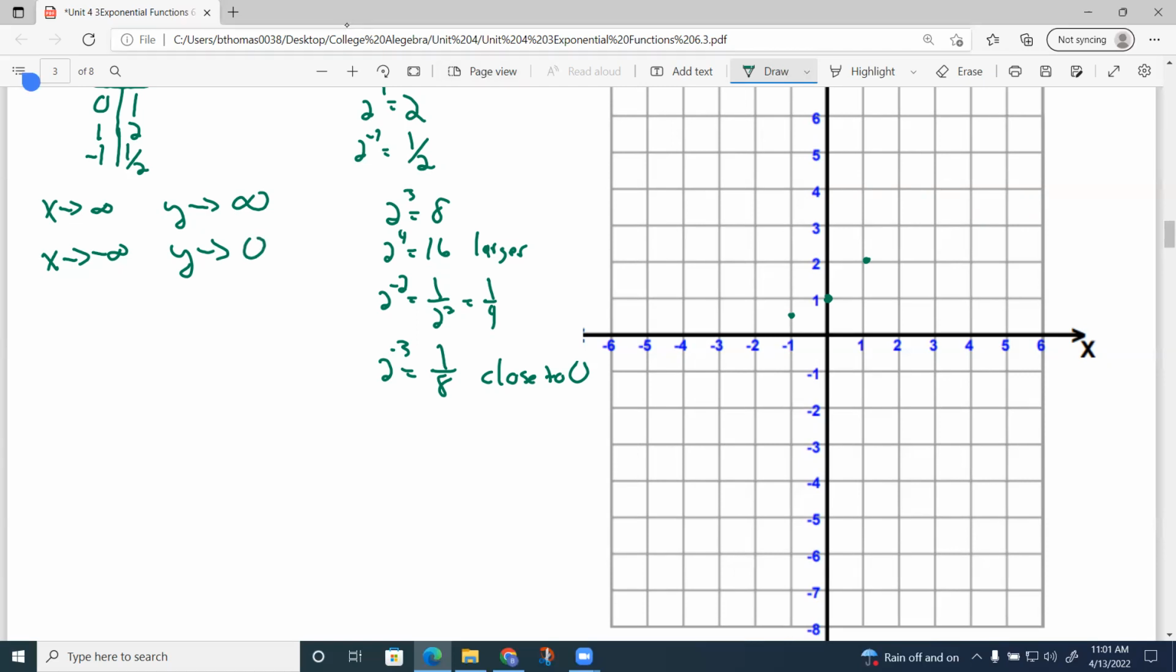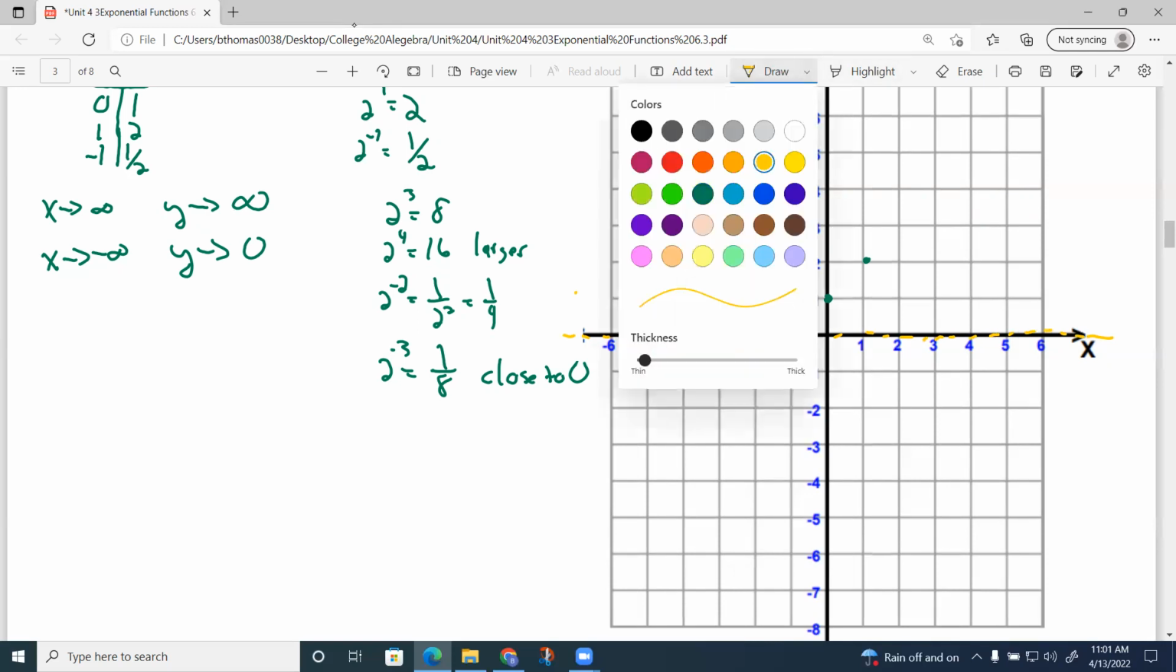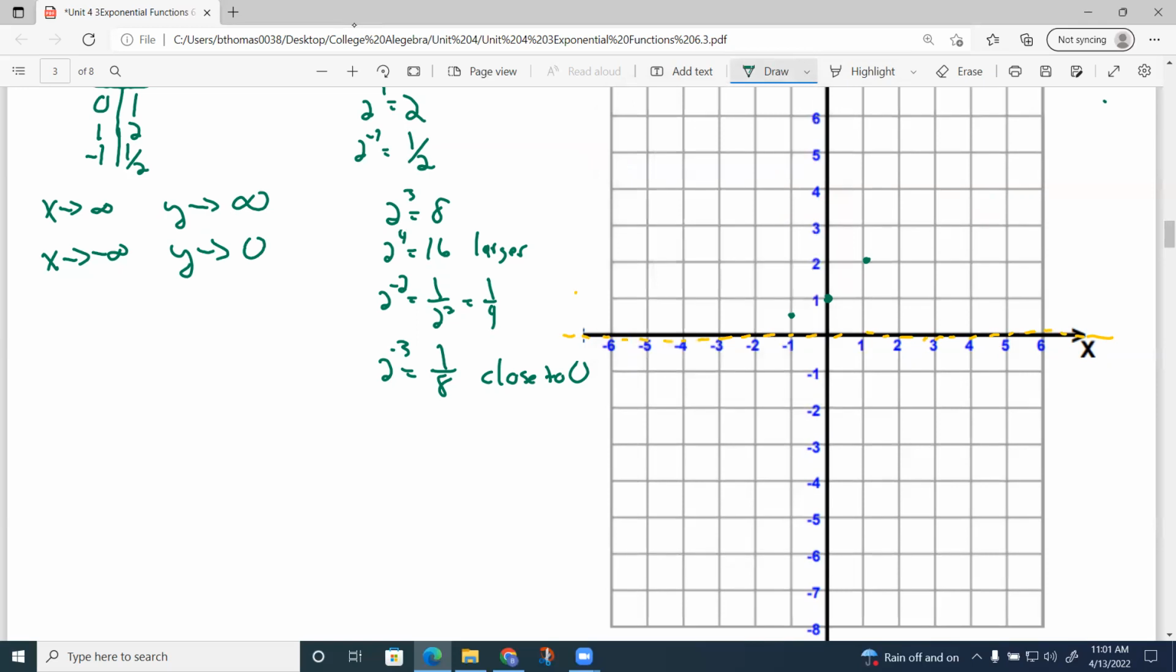So as we create our graph here, let's see if we can make a boundary line. We're going to use another color here. So the x-axis becomes a boundary line. I'm going to use a color there to bring that out a little bit. And so then if we create the graph, it starts out low on the x-axis, and then it starts to bend, and then it starts to take off going towards infinity. So the graph would take on that look there. That would be a typical graph of an exponential function where the base is above 1.